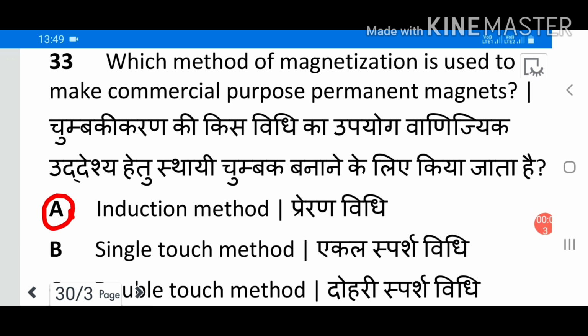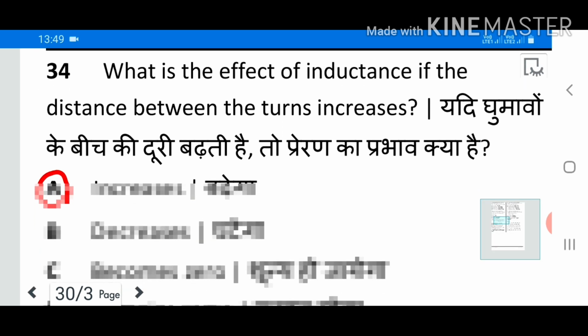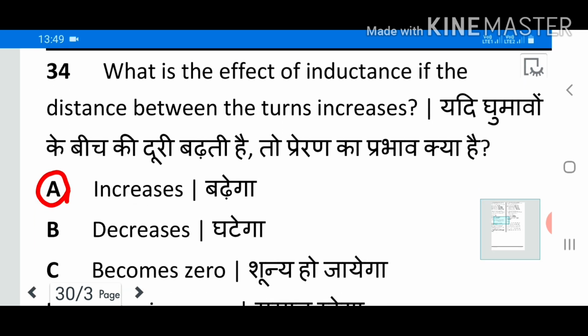33. Which method of magnetization is used to make commercial purpose permanent magnets? Answer A. Induction method. 34. What is the effect of inductance if the distance between the turns increases? Answer A. Increases.